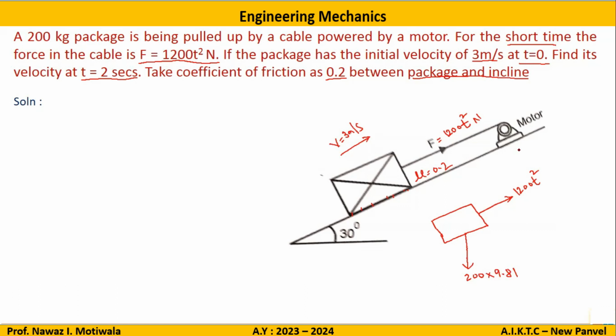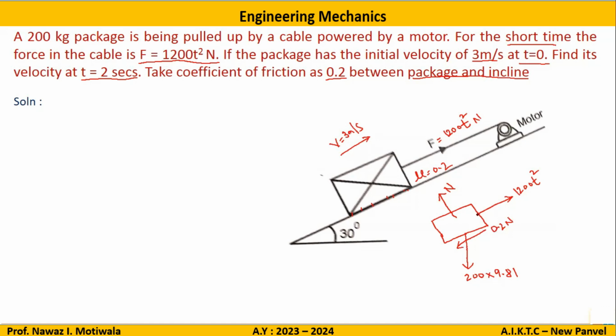Next will be reaction from contact surface. As this package is in contact with this inclined surface, this surface will exert reaction towards the package. Let it be N. And the last force will be the friction force. As the package is moving towards upside, the friction force will be towards downside with a value of 0.2 multiplied by N.